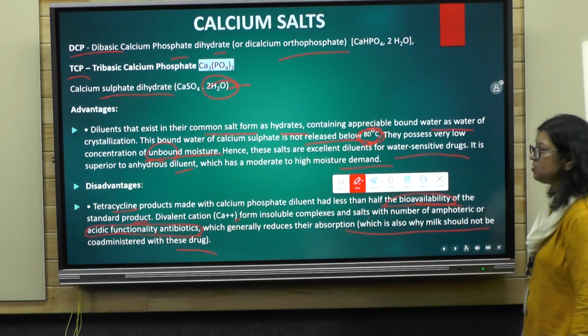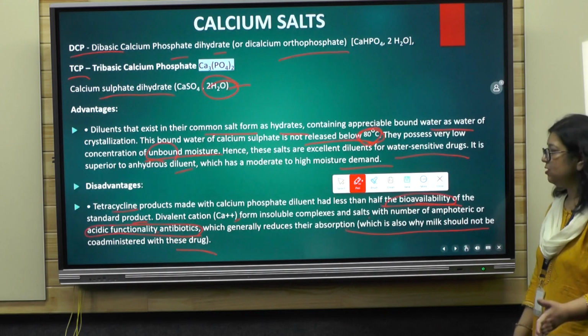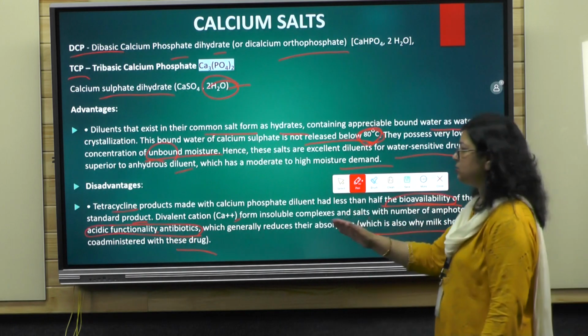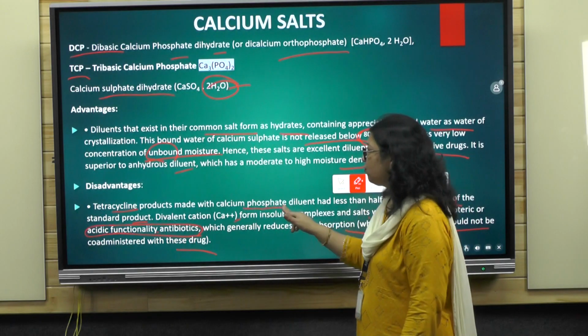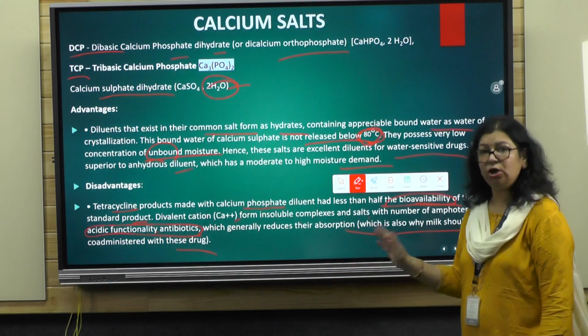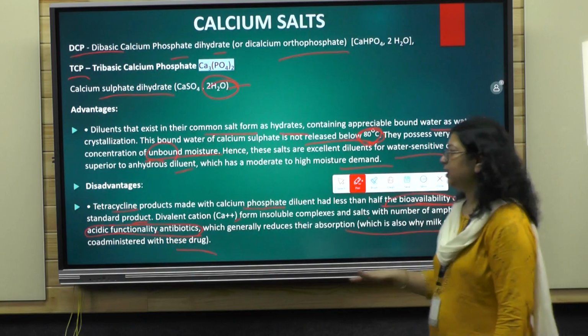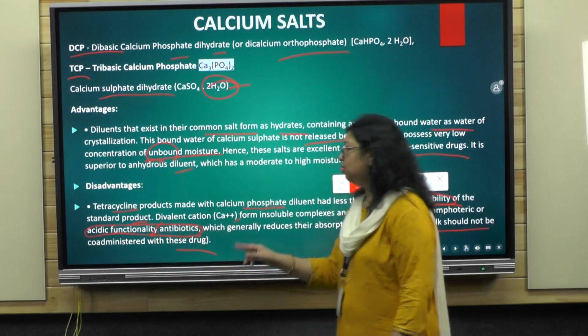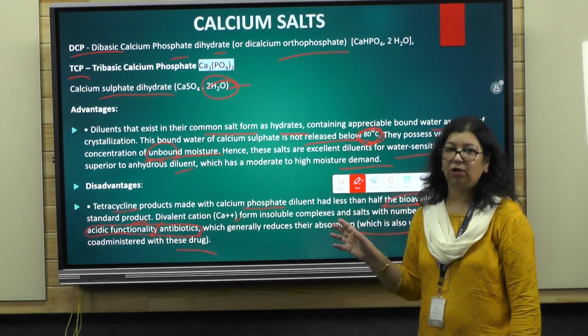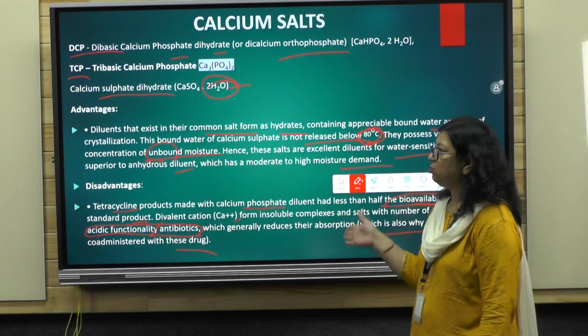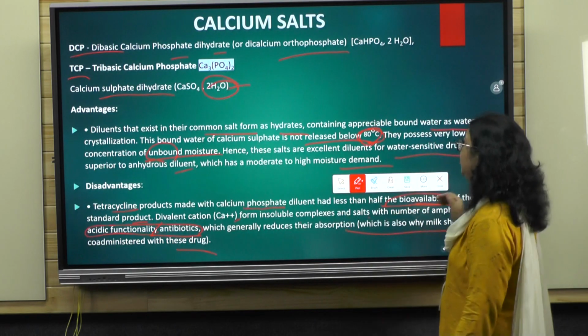So tetracycline is the most common example wherein we understand why calcium phosphate is not used with such kind of antibiotics, right? If the drug molecule has an acidic functional group, we should not use this kind of diluent.